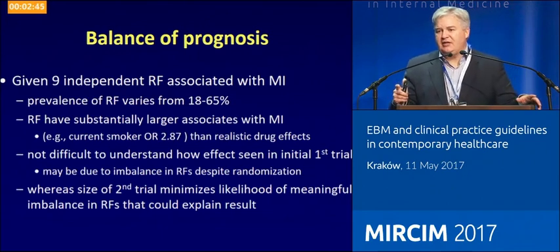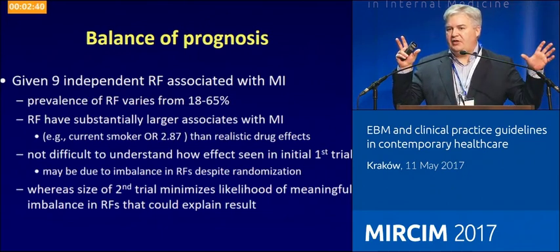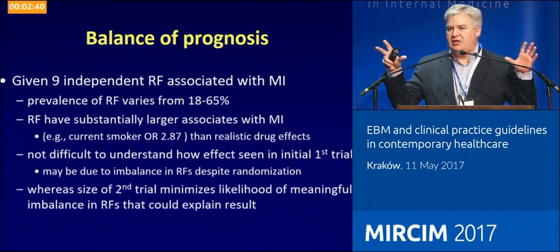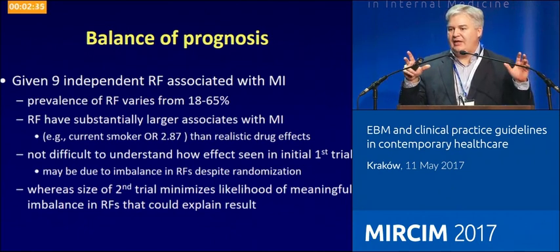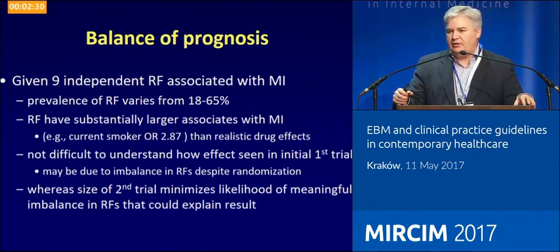Whereas when you think about the second trial, where we've randomized 4,000 patients versus 4,000 patients, the likelihood of a meaningful imbalance in those prognoses becomes way less. Now, there's been lots of research done on this. We just published a paper very recently.